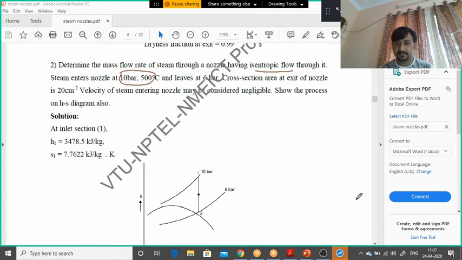Mass flow rate is what? A2 C2 by V2, where V2 is the specific volume at exit. Again, this is also not required if you are using the Mollier chart. This much of calculation can be eliminated very easily. For example, see here, this much calculation is eliminated if we are using the Mollier chart. We can remove all this calculation and just do it directly.